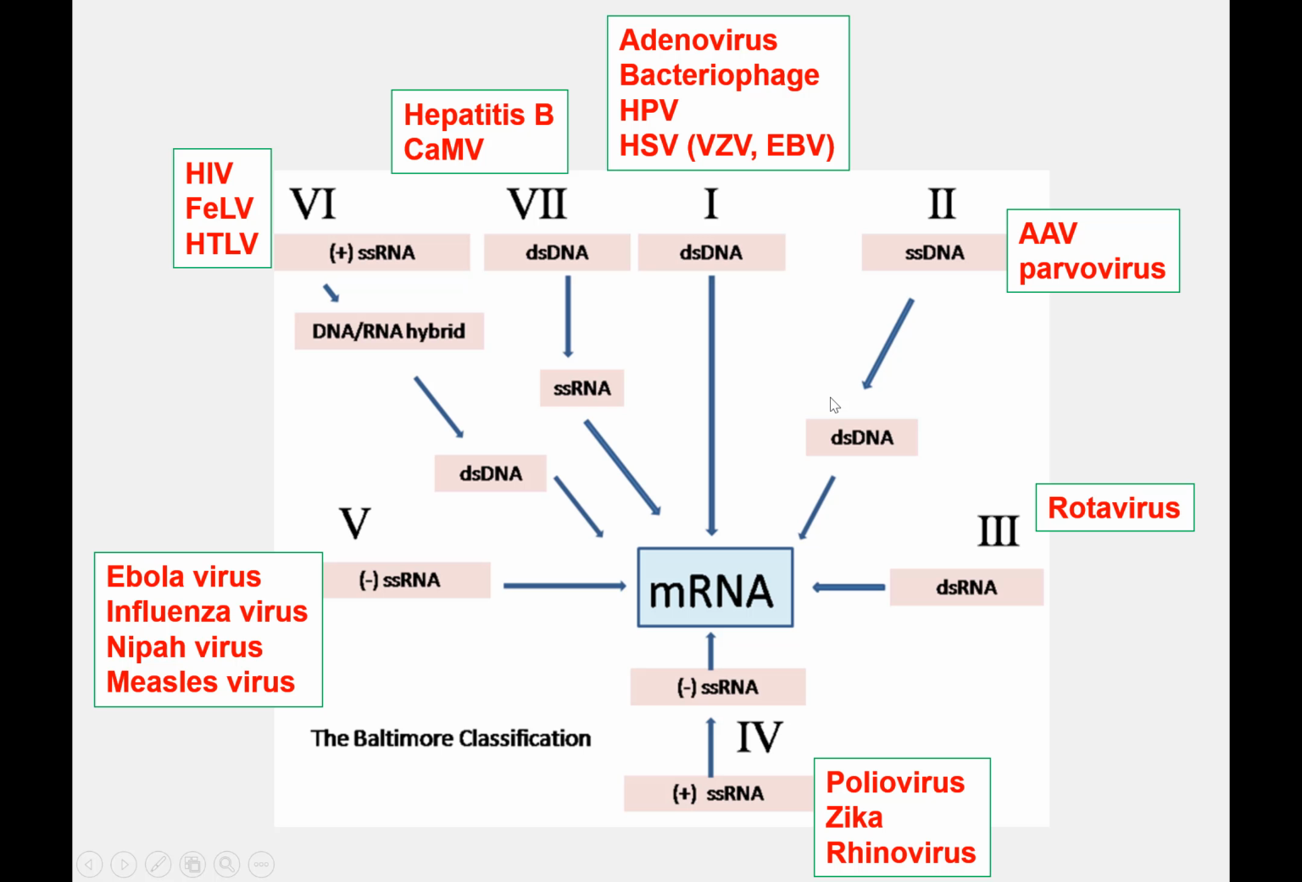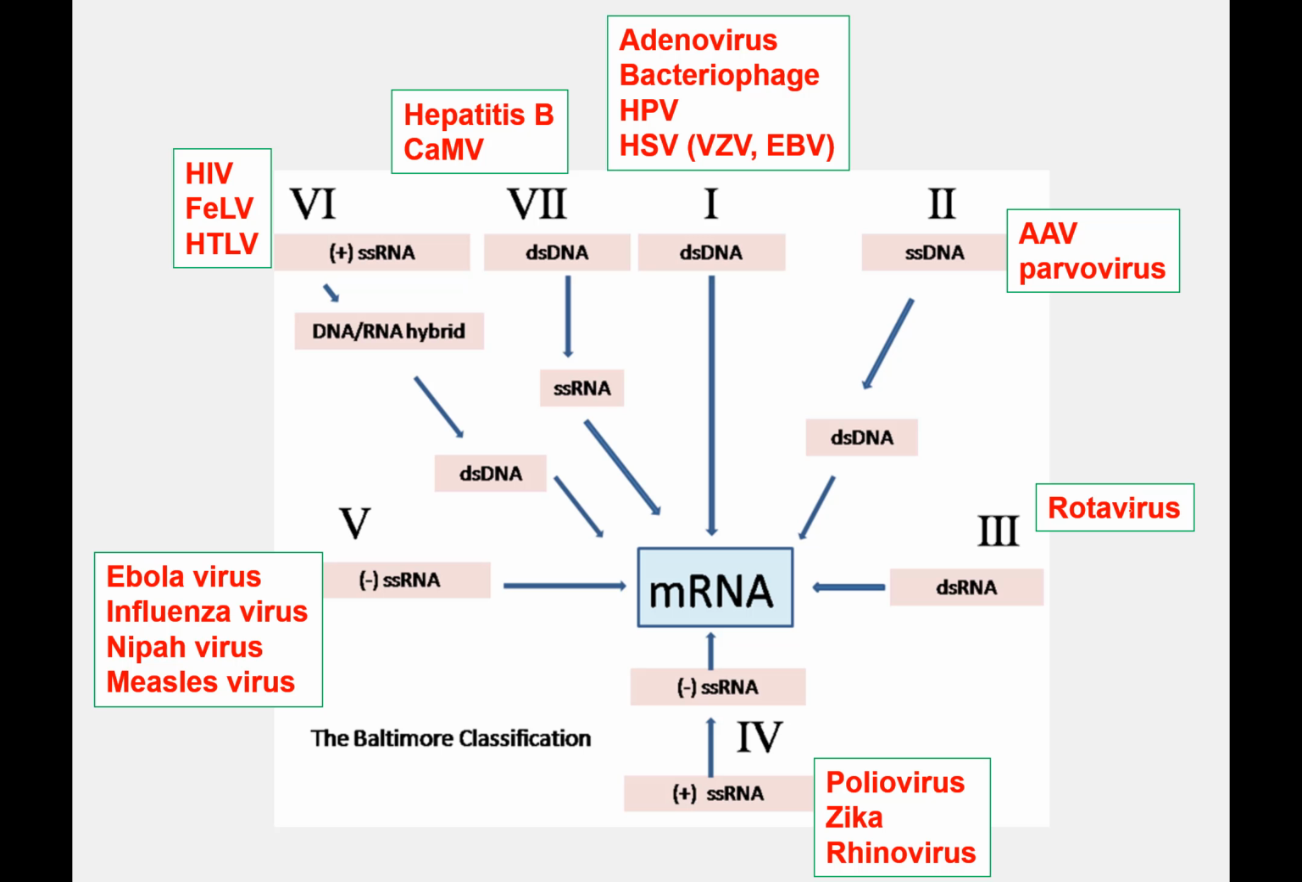Here is just an example of some of the viruses that are in the different classes. So Ebola, influenza, Nipah, measles, mumps virus, these are all single-stranded negative sense RNA viruses. Polio, Zika, rhinovirus, the virus that causes the common cold, those are all positive stranded RNA viruses. Rotavirus is one that causes stomach issues. That's a double-stranded RNA virus.